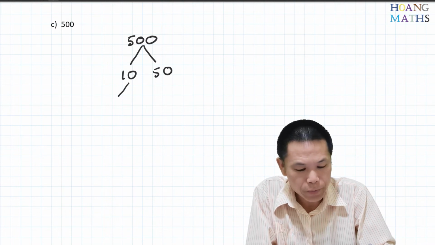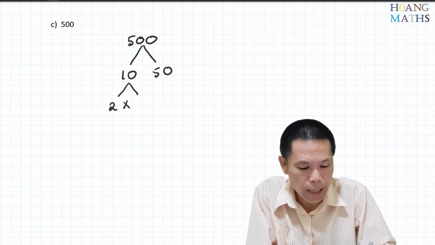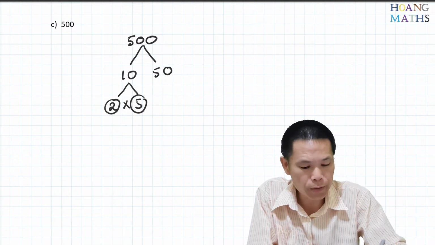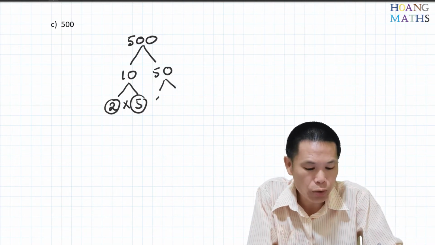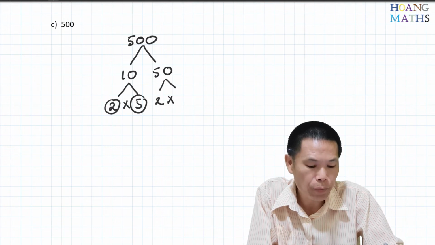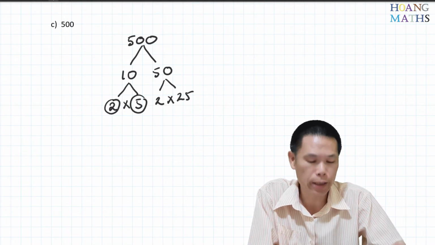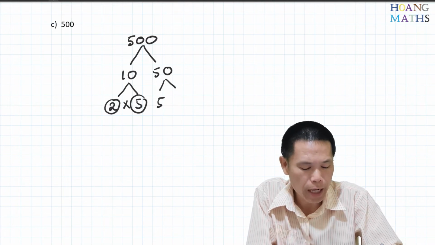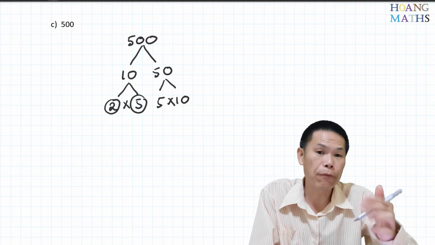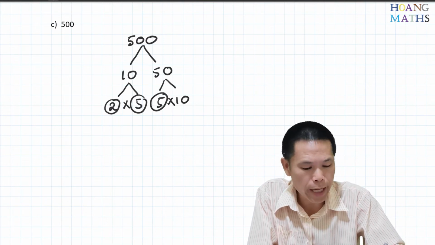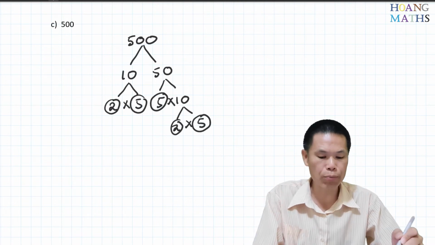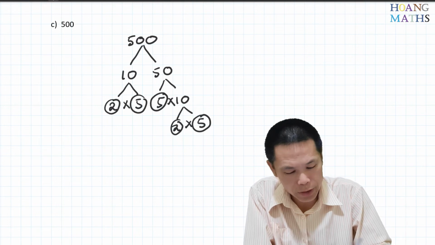So 10 is 2 times 5. So we finish with that. And then 50 is 5 times 10. Or 2 times 25, if you like. Or you can write 5 times 10. And then 5 is a prime number. So 10, I can expand further. So 2 times 5. 2 is a prime, 5 is a prime. There you go. So now I just write this out.